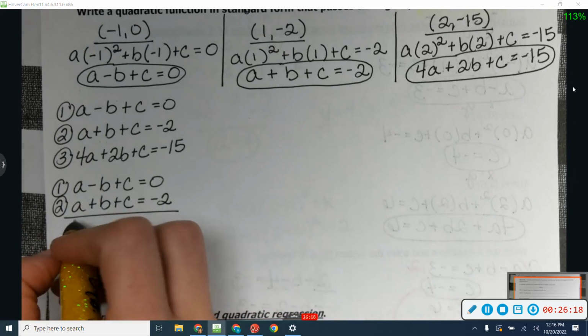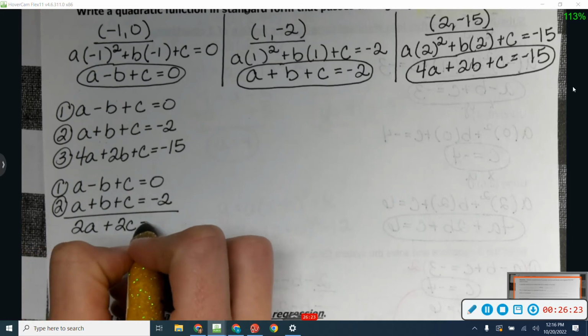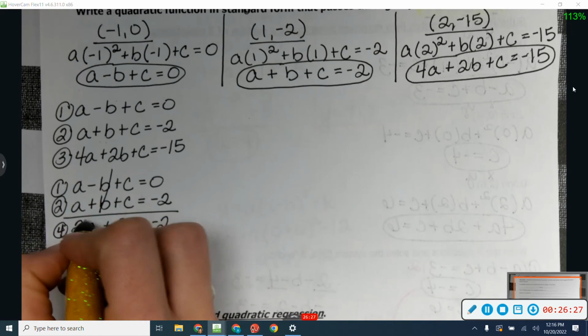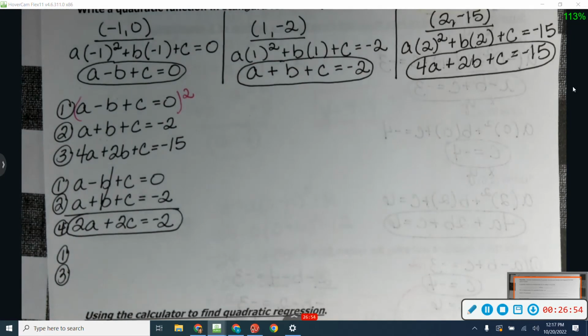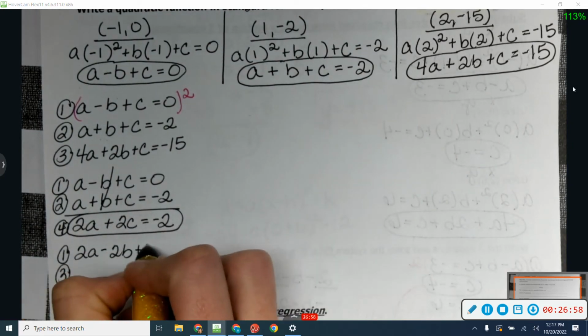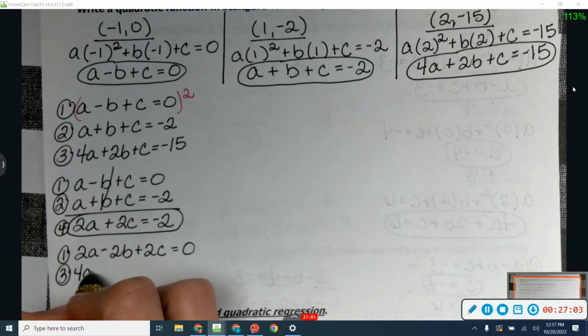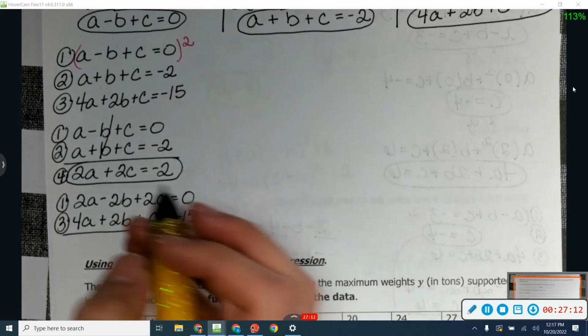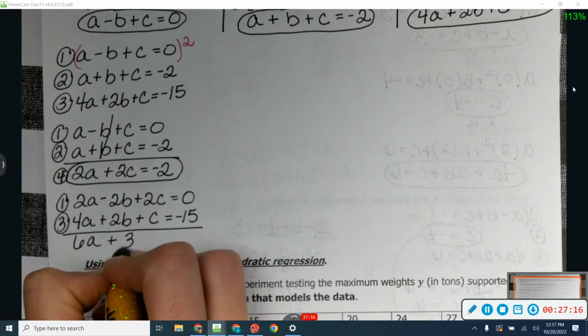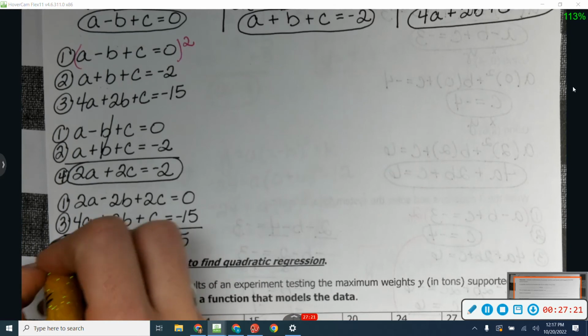So when I combine those, what does it give me? 2a plus 2c equals -2. Very good. So that gives me equation 4. Then I need to go back, choose a different combination, but eliminate the same variable. 1 and 3. I would choose 1 and 3 because 1 is already negative. Okay, so it already takes care of my opposite signs. So if I do 1 and 3, what do I need to multiply equation 1 by? 2. So equation 1 becomes 2a minus 2b plus 2c equals 0. And I copy down equation 3. When I combine it, that becomes 6a plus 3c equals -15, very good. And that's my equation 5.